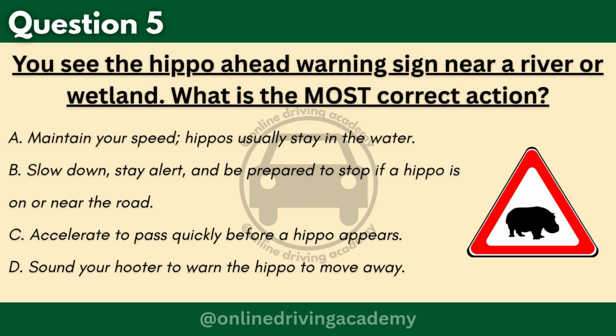With option A, it says maintain your speed. Hippos usually stay in the water. Now obviously you can never guarantee that a hippo is definitely going to always stay in the water, because remember, it's a wild animal, it's unpredictable. Therefore option B will be our correct answer. You need to slow down, stay alert and be prepared to stop if a hippo is on or near the road.